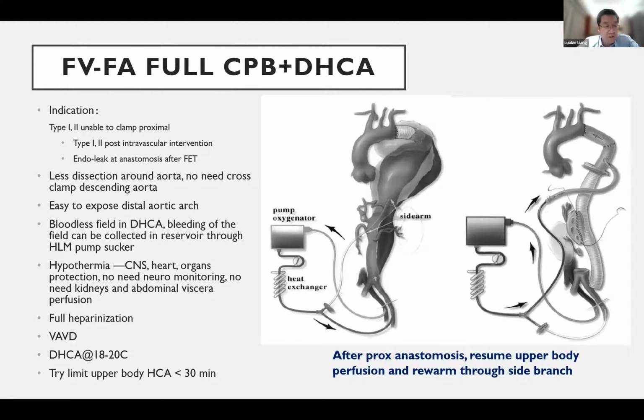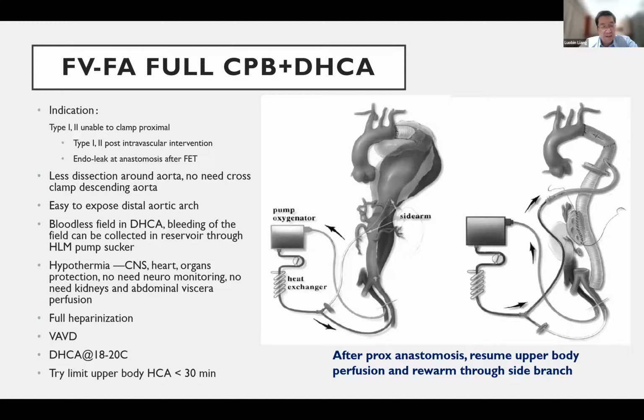Usually with this kind of procedure, you can do less dissection around the aorta, so there's no need to cross clamp. You can just cool the patient down, and when the patient reaches the target temperature, you can stop circulation. It's easy to expose the distal aortic arch. Because of the deep hypothermic circulatory arrest, you can provide a bloodless field for the surgeon. Bleeding in the surgical field can be collected in the reservoir using the pump sucker of the Haemonetics machine, and transfused back to the patient. By using hypothermia, you can protect the central nervous system, and also the heart and organs.